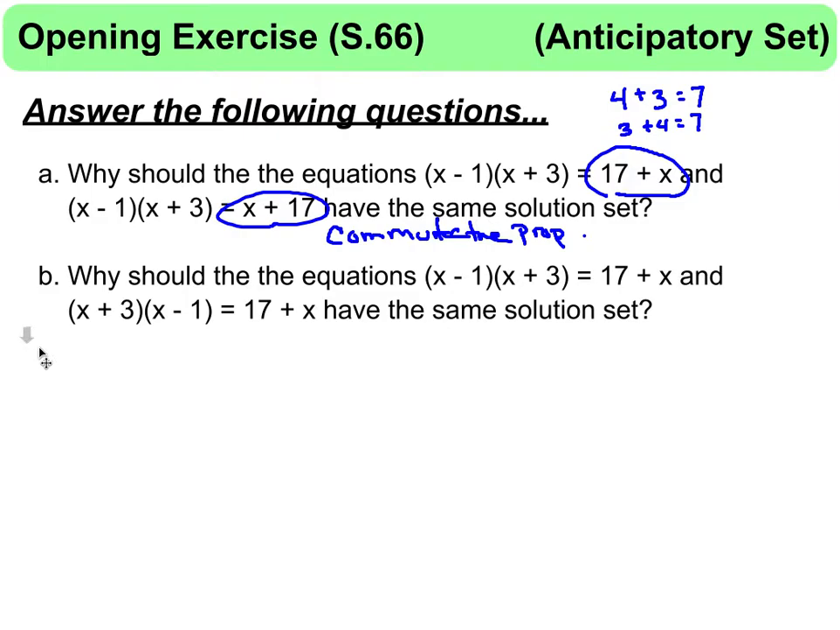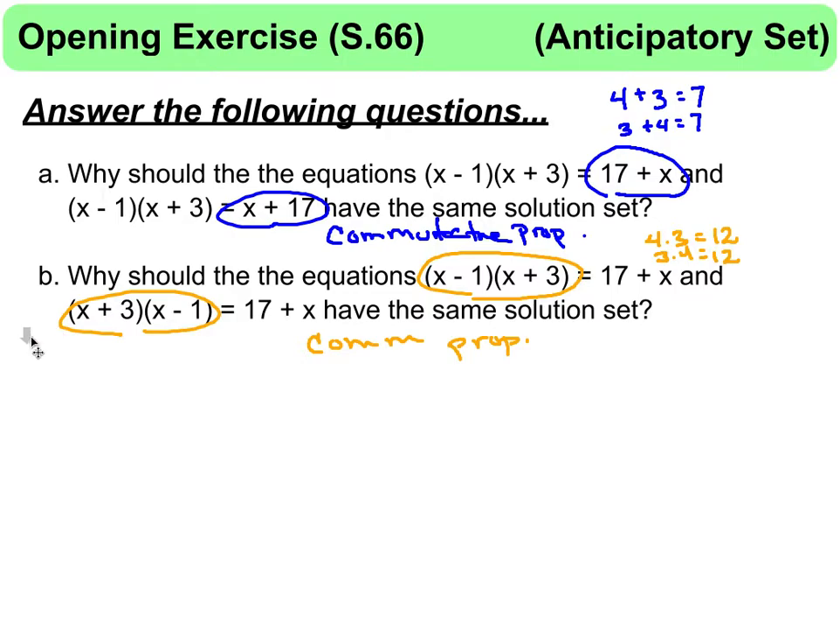Next, the teacher showed part B. Why should the equations (x minus 1) times (x plus 3) equals 17 plus x and (x plus 3) times (x minus 1) equals 17 plus x have the same solution? After looking at it, the teacher and the students will note that the only thing that is different is that the x plus 3 and the x minus 1 are swapped in terms of their role. So again, it's designed to relate that 4 times 3, for example, equals 12, versus 3 times 4 also equals 12. For what reason? Again, the same thing: the commutative property as an explanation.